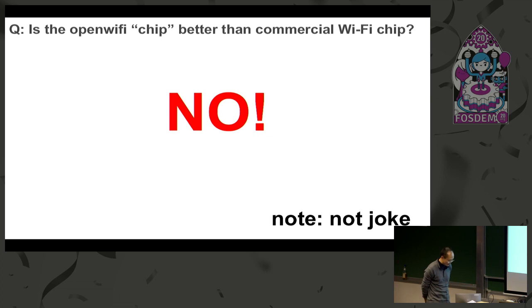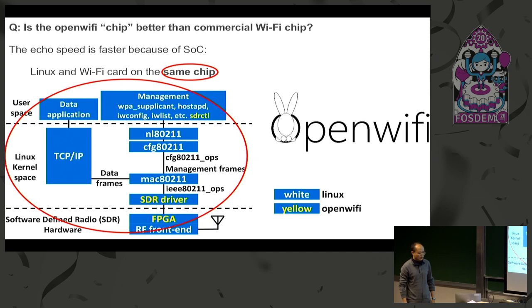Well, I would say maybe so far we identify at least one point that is attractive, maybe a little bit better than a commercial Wi-Fi chip. The point is that our design is currently based on the system on chip, the Xilinx Zynq FPGA, with the ARM processor embedded. In that case, our full Wi-Fi stack, from the Linux application to the baseband, is in the same chip. As you can see in the red circle, the Linux operating system, user space, kernel, driver, and FPGA, not the front end, all these things are in the same chip.